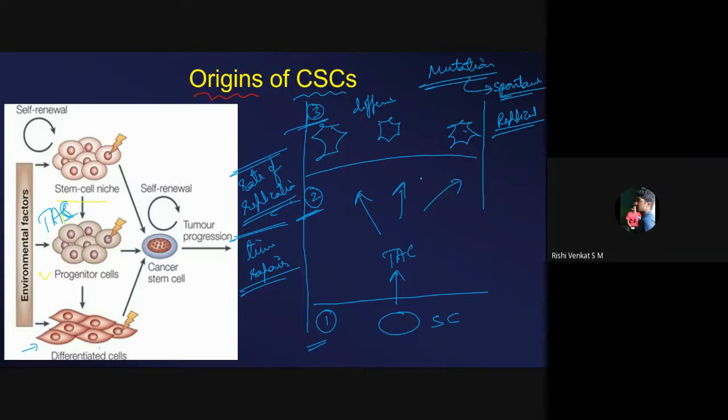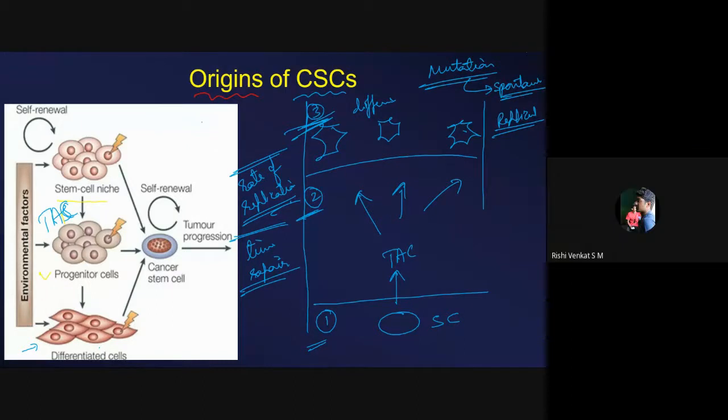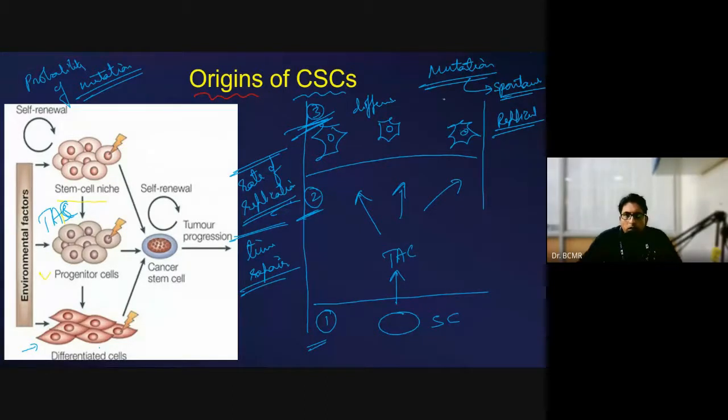Is it the third? Yes. Why do you think so? Because there's a lot of changes happening. You're expressing one factor more than the other. You're silencing a particular gene and expressing one higher. That's where methylation and other modifications happen. So what you said is certainly a possibility also.